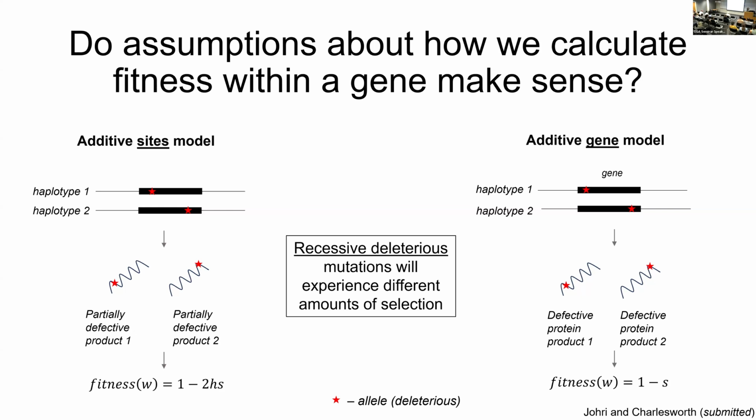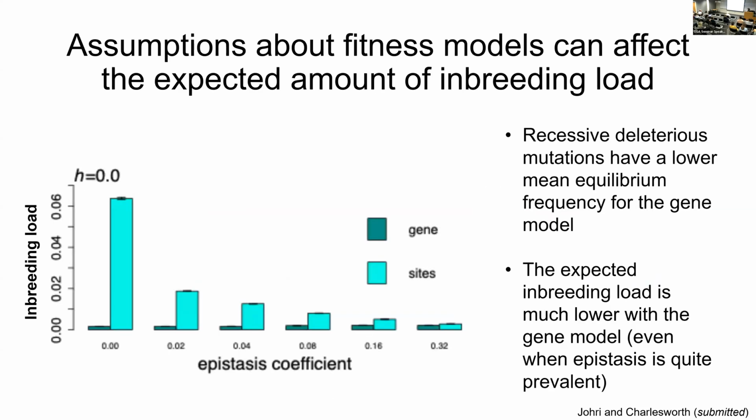And so you can see from this model that one thing that would happen is that selection is acting more strongly in this gene model than in the site model. So your allele frequencies in this population will be smaller than in the model that we normally assume, right? And that means that the amount of genetic load or mutational load will also be smaller in this gene model than in the sites model. And that's kind of what we see.